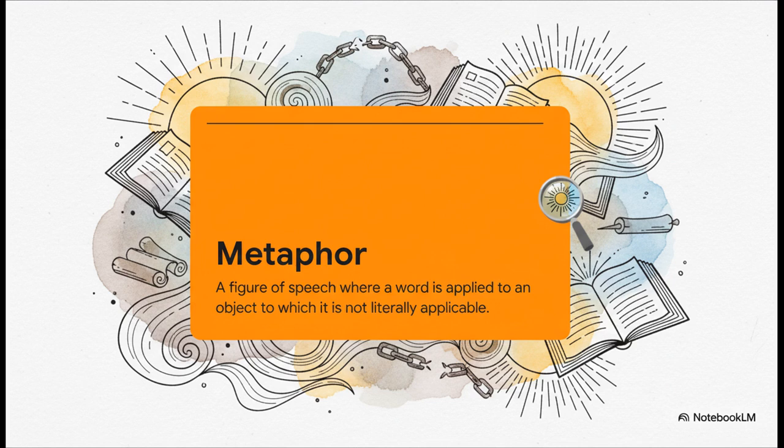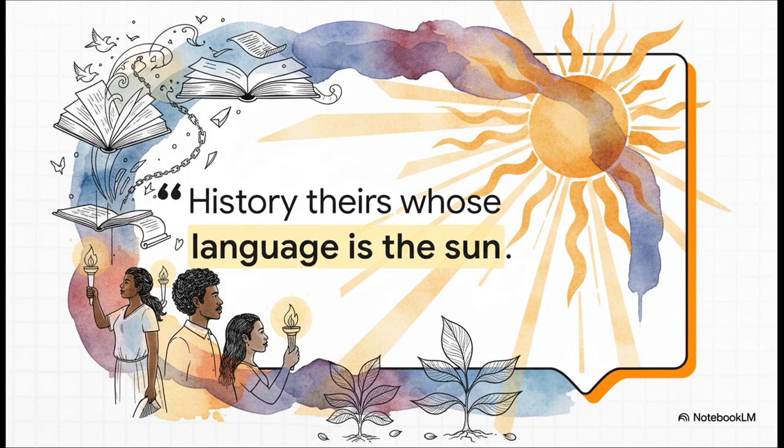History theirs whose language is the sun. Now, obviously, he doesn't mean the literal sun. The sun here is a metaphor for warmth, for energy, for enlightenment, for knowledge and freedom. And this is his final, explosive, hopeful statement. He's saying that the future, history itself, belongs to the people who are empowered by the light and warmth of a true education, of real freedom.